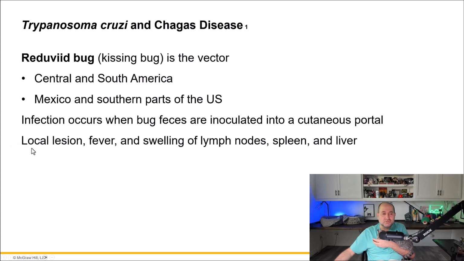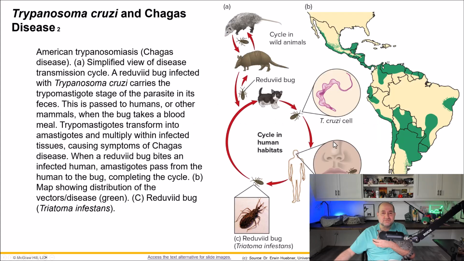This could lead to a local lesion, fever, and swelling of lymph nodes, spleen, and liver. Here is the life cycle of Trypanosoma cruzi, or Chagas disease, which it causes. Here's a simplified view of that transmission cycle. Here is that reduvilid bug, the kissing beetle. Its scientific name is Triatoma infestans. This is the little kissing beetle.